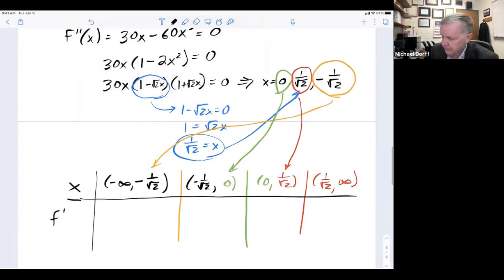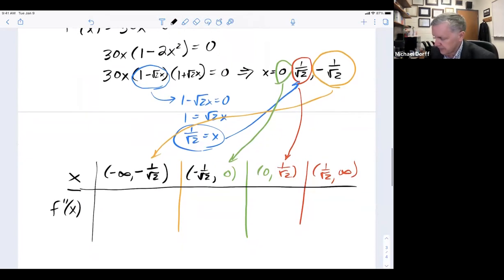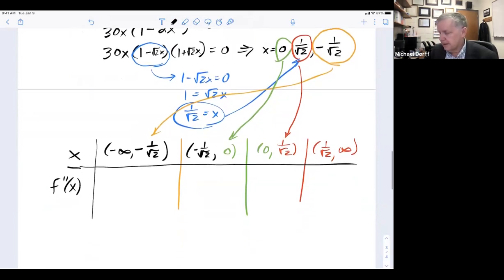And now I want to look at the second derivative, because the second derivative tells me information about concave up and concave down. And just like before, all I need to do is take a point inside each interval and find out the value of the second derivative, whether it's positive or negative. So here, it's good to know that 1 over square root of 2 is approximately 0.7. So this is going to be approximately negative 0.7. So I'm going to take a value here of like negative 1.